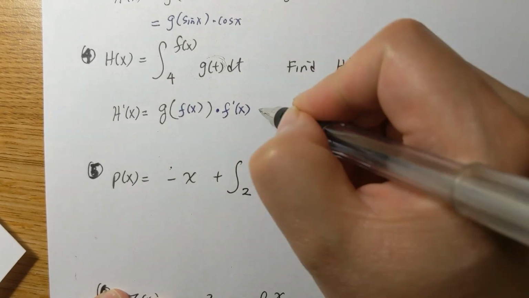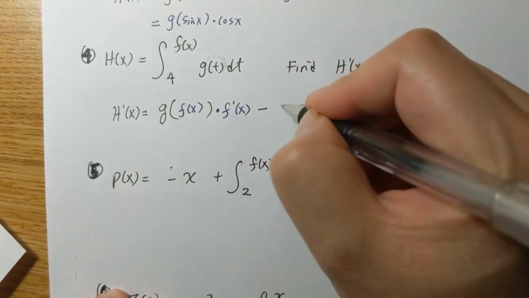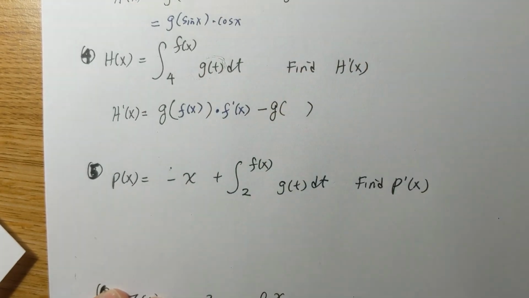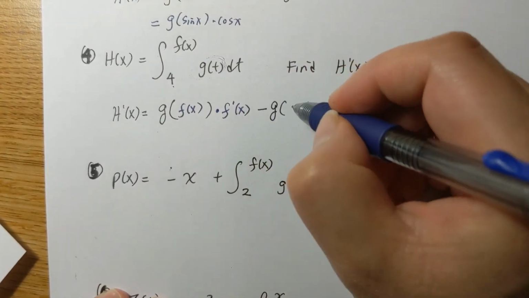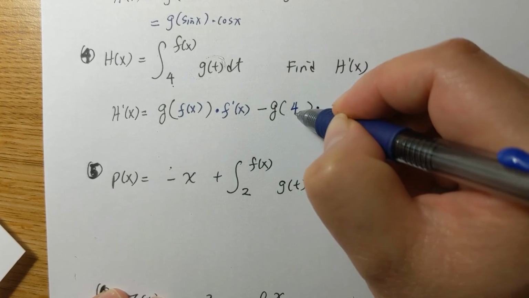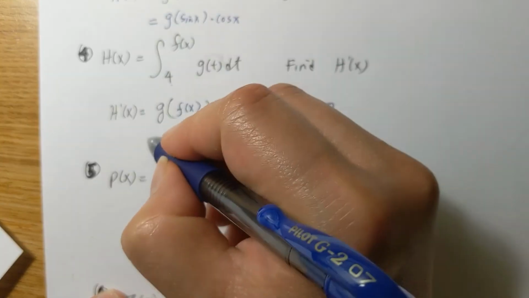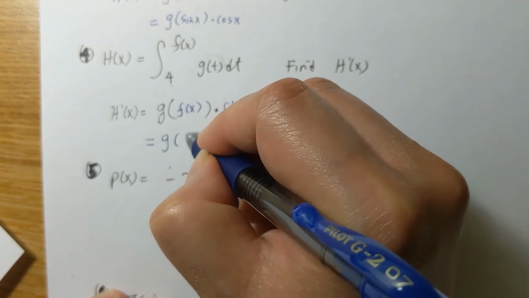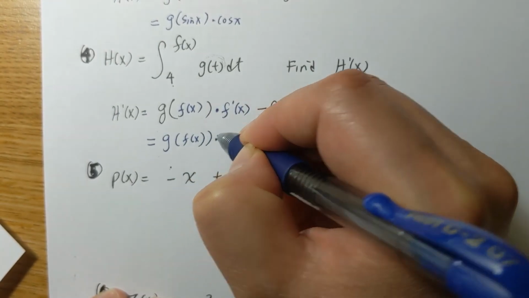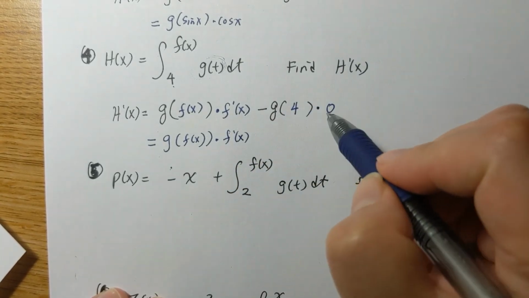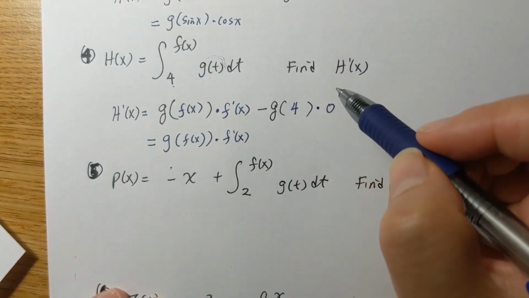And then we're going to subtract. Your integrand is g, and then open. And then you go to the lower part, which is 4. You put 4 in here. Immediately, you multiply by the derivative of 4, which is 0. Now we're going to simplify. You get g of f of x times f prime of x. And then this part we get rid of because times 0 is 0.